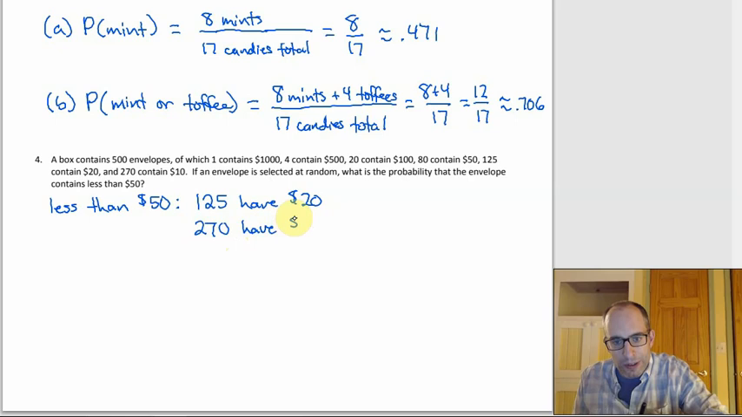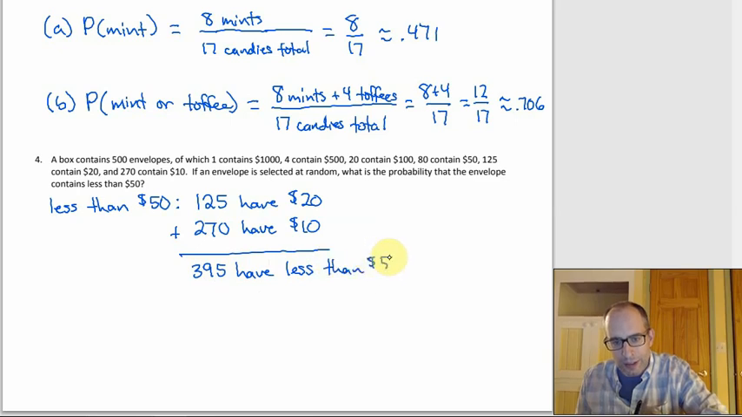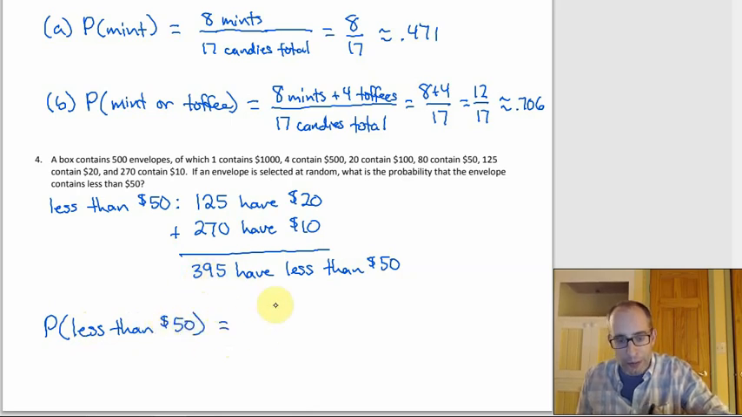So 270 have $10, and if I add this up, 125 and 270 is 395 that have less than $50. All right. So the probability of picking out an envelope that has less than $50: there are 395 of them with less than $50 in them. And then in total, there's 500, right? It says it right up there.